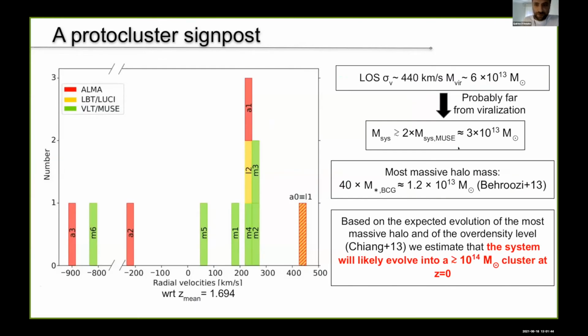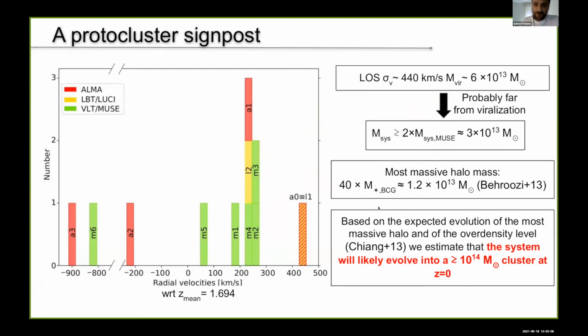That is about 3 times 10 to the 13 solar masses. And we can also exploit this relation between the most massive halo of the structure and the BCG stellar mass in order to derive the most massive halo mass. And I will show that probably the future BCG of the structure is actually the FR2 galaxy.